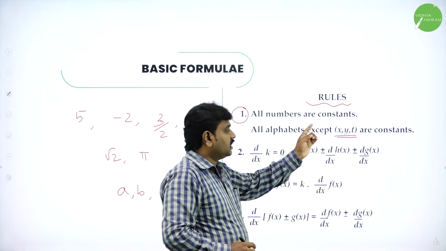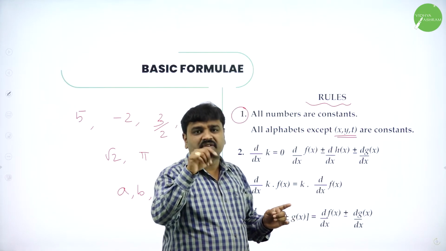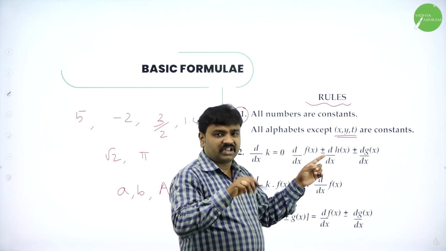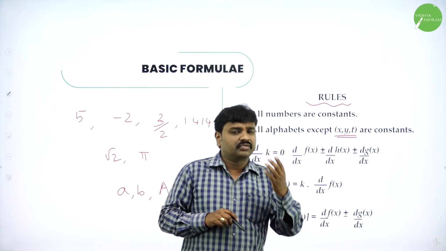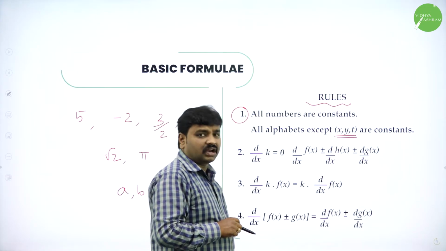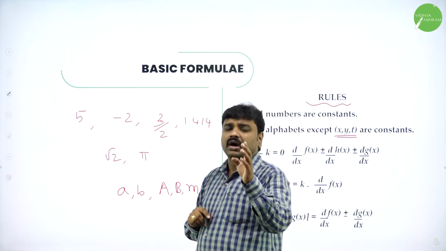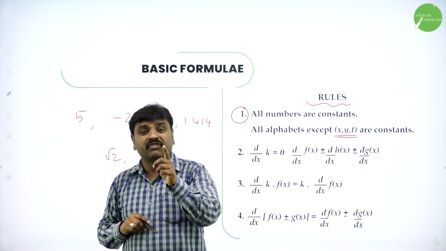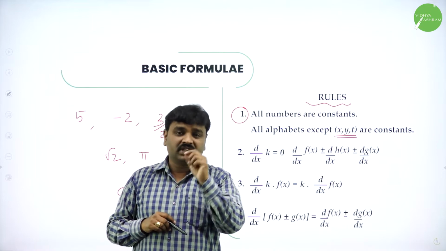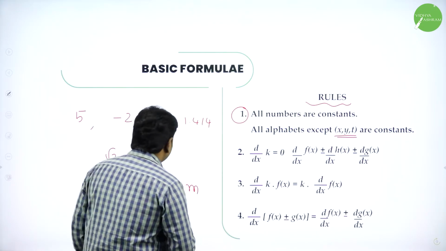x is the independent variable, y is the dependent variable because we will do dy by dx. So y and x are variables. t is the time variable, so we will do rate measures, d by dt. Except x, y and t, all other alphabets we treat as constants. So rule number 1: all numbers are constants and all alphabets except x, y, t in the context are treated as constants. I hope all of you are thorough with rule 1.